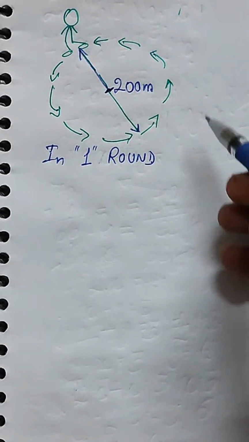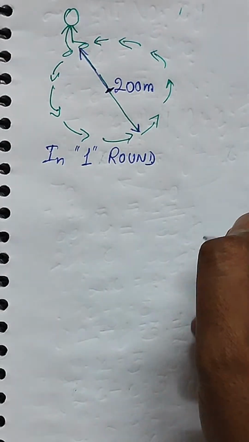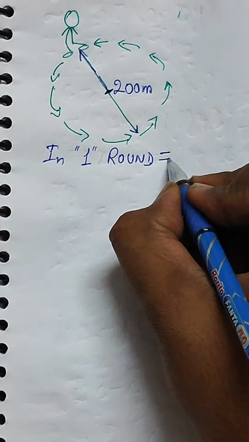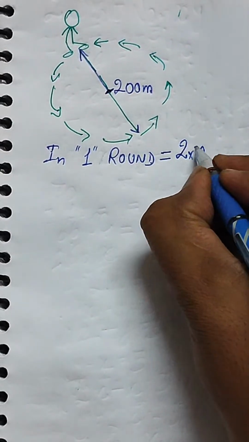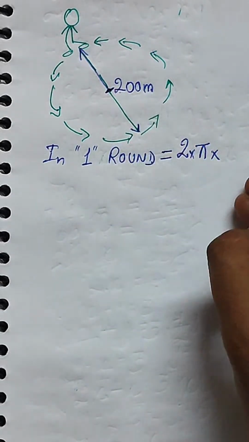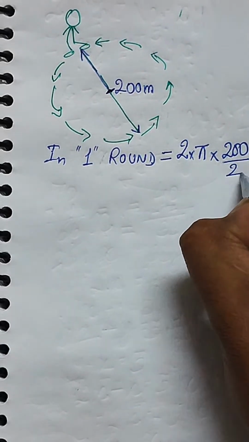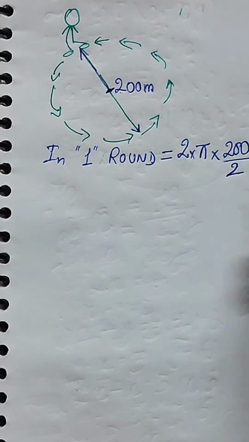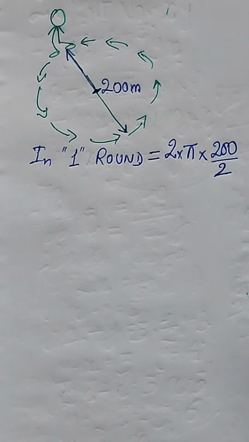when the athlete is just covering this circular track, then definitely he will cover the circumference of this circular track. So in one round the distance covered is equal to 2 pi r. The diameter is given to you, so the radius will be 200 divided by 2, because diameter by 2 will be radius.